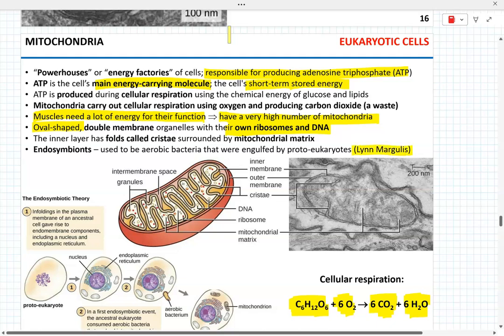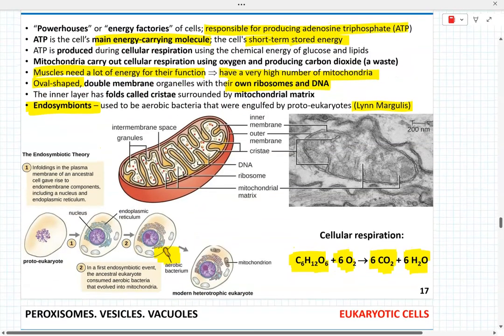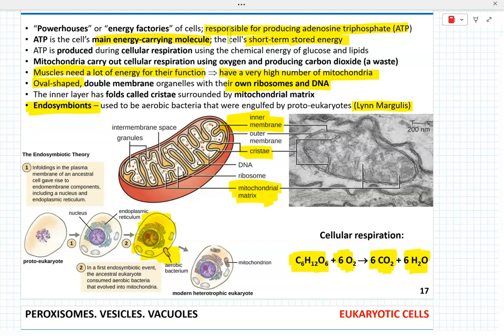This allowed Lynn Margulis to suggest that mitochondria are in fact endosymbionts. They used to be aerobic bacteria that were acquired, engulfed, by the proto-ancestral eukaryote. Structurally, the inner membrane of the mitochondria is folded into folds called cristae, and within the inner membrane is the mitochondrial matrix, the place for many chemical reactions involved in the generation of ATP. The space between the inner and the outer membrane is called the intermembrane space.